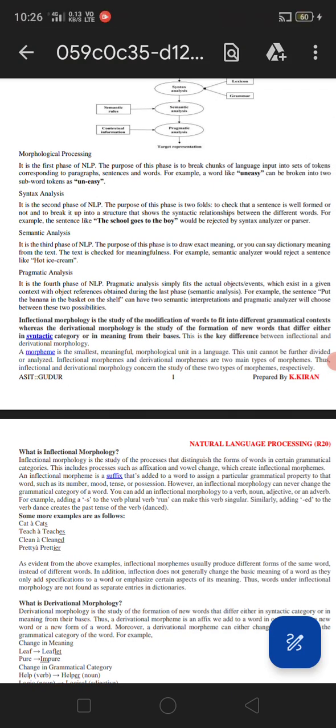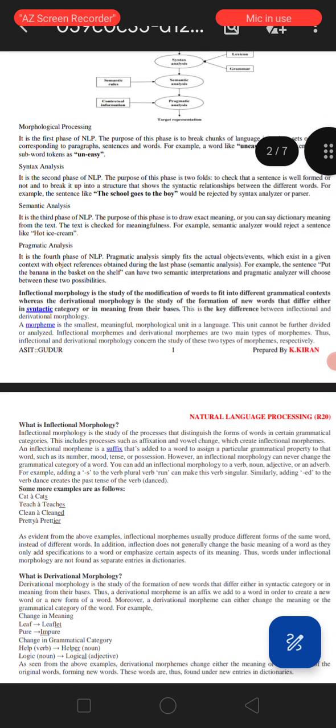Next, inflectional morphology is the study of modification of words to fit into different grammatical contexts, whereas derivational morphology is the study of the formation of new words that differ either in syntactic category or in meaning from their basis. This is the key difference between inflectional and derivational morphology.